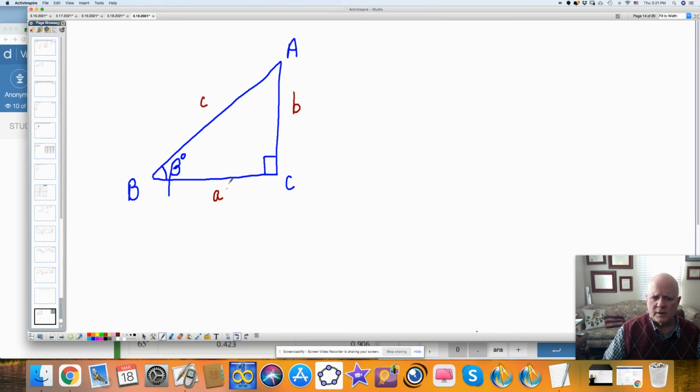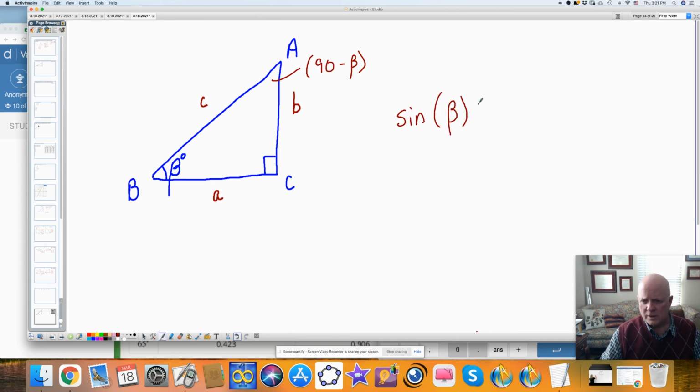We told you from the beginning that this angle up here would be the complement of that, which is 90 minus whatever that angle is. And the big idea for today's lesson was that the sine of the one angle is equal to the cosine of its complement, that is 90 minus whatever that angle is. Let's look at this. The sine of this would be the opposite over the hypotenuse, b over c. The cosine of this angle is the adjacent over the hypotenuse, b over c.